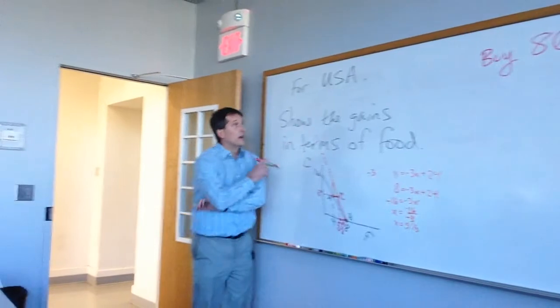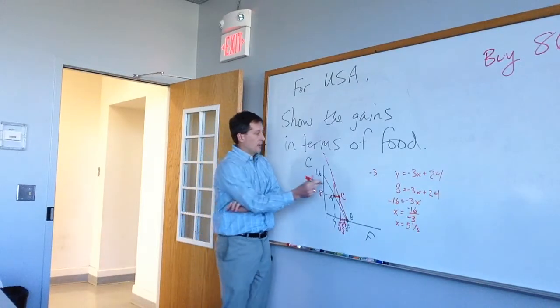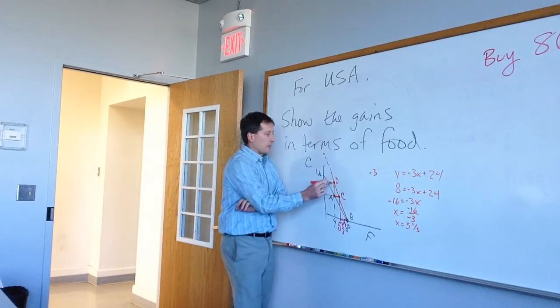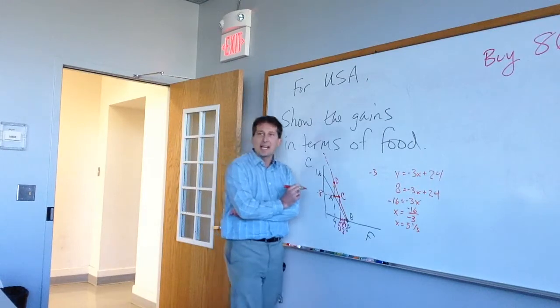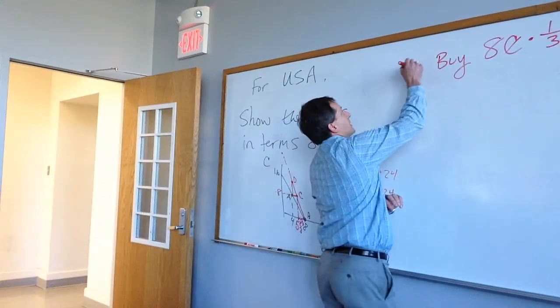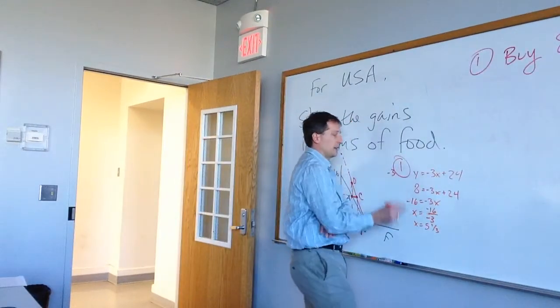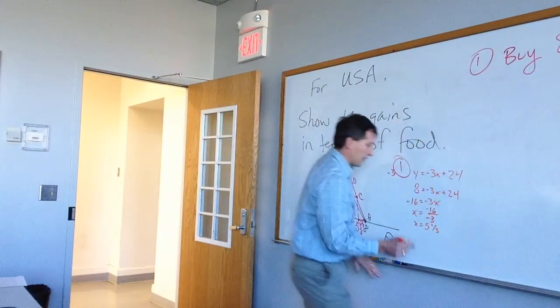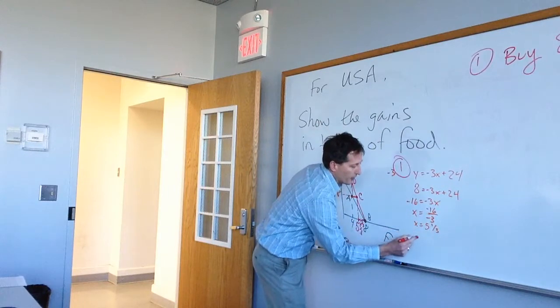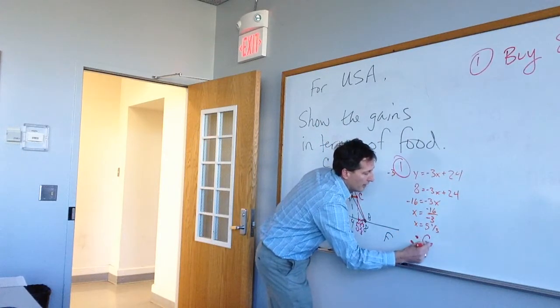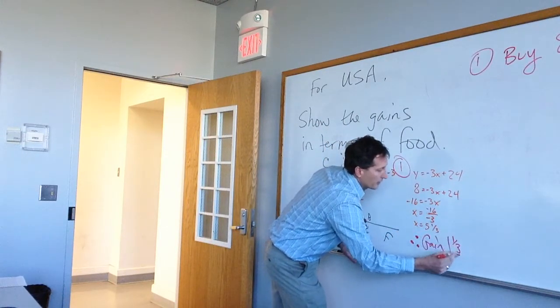There's even another approach to this. Point D was up here, right? And what was the gain in terms of cars? So this is like option number 1. We'll call you number 1. Remember that x equals 5 1/3, but that's not the gain. Therefore, the gain is 1 1/3 food.